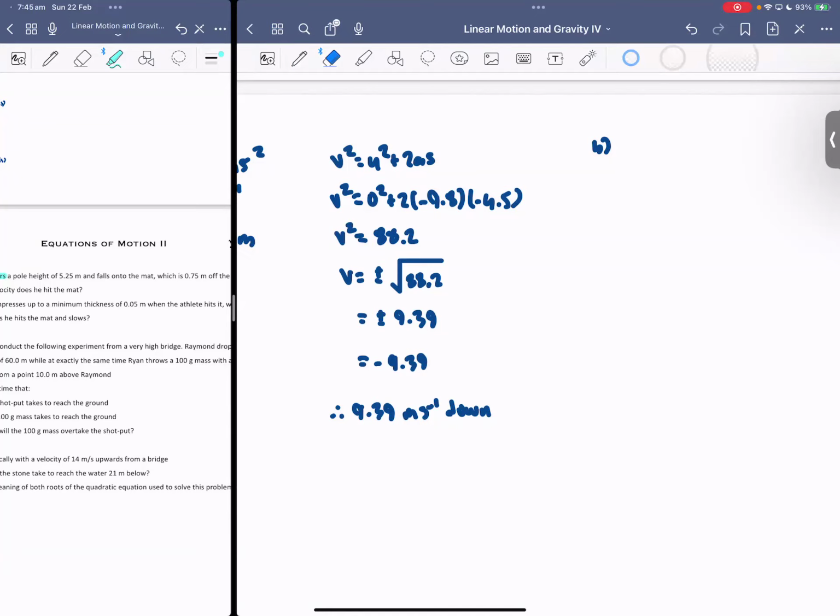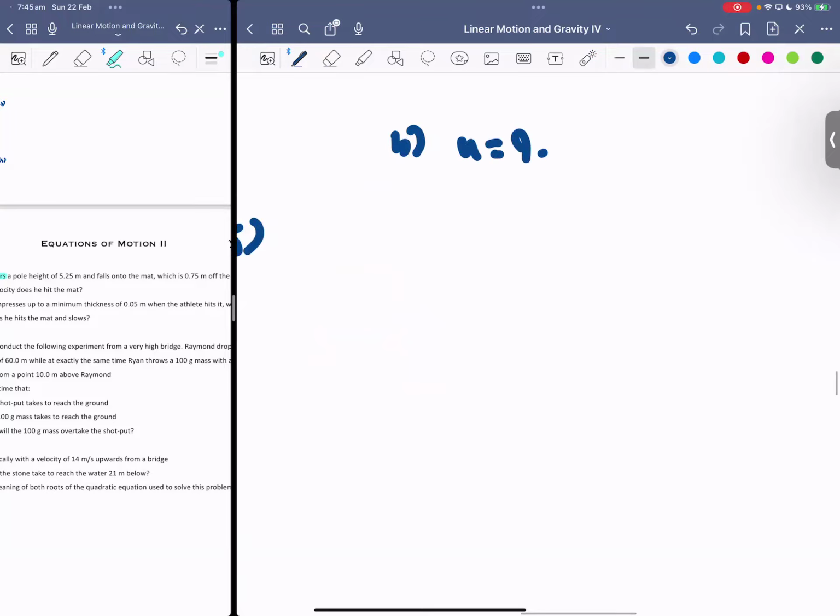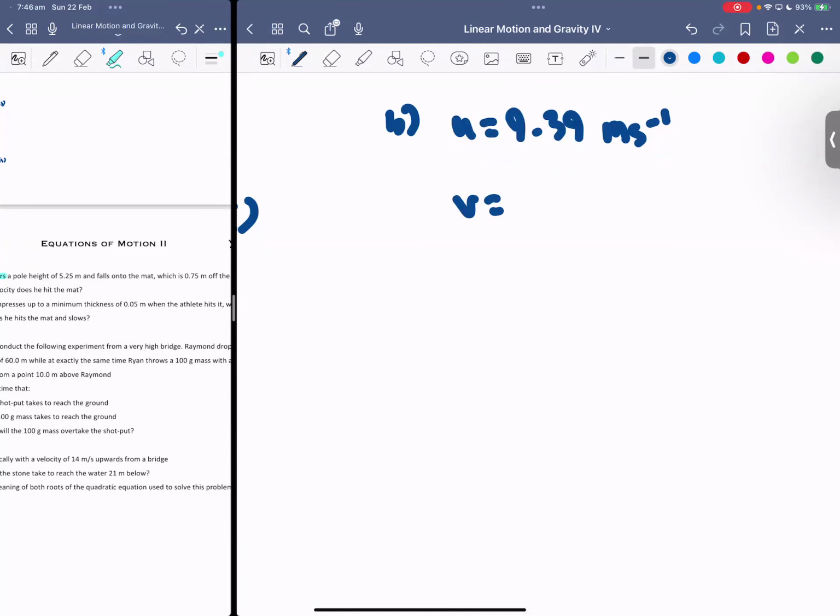So I'm just going to do what I did last week, just the normal equations of motion, no acceleration of negative 9.8. With what speed does he hit the mat? 9.39. So my initial speed is 9.39. Some kids might tell me, shouldn't you use negative because he's going down? Yes, he's going down, but remember, this is not really gravity anymore. So I'm just pretending down is positive, like what we did last week. His initial velocity is 9.39. Obviously, what's the final velocity if the mat stops him? 0.